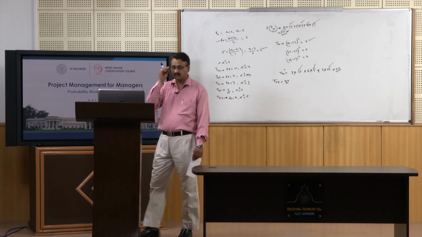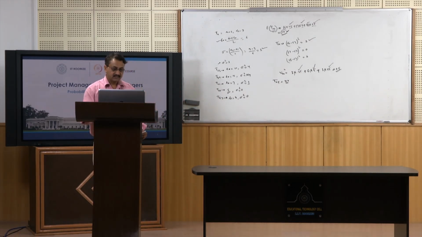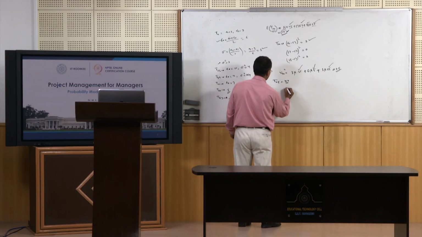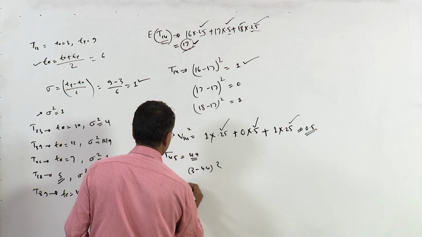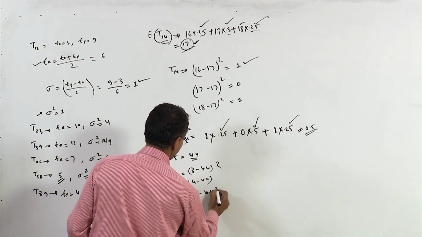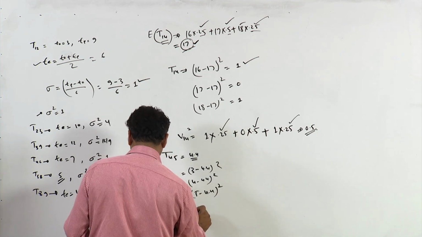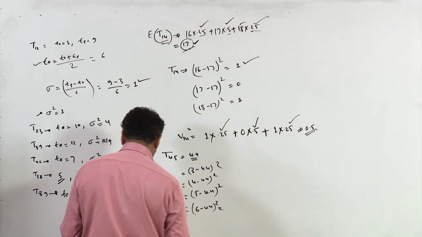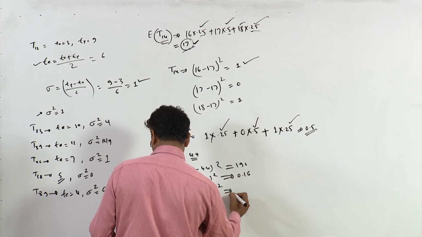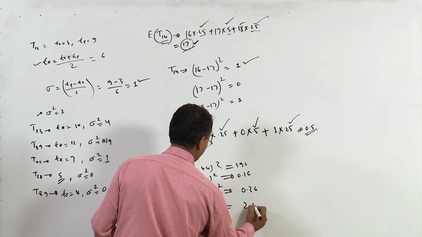Now, what to do next? Since you have got the mean value 4.4, so 3 minus 4.4 whole square, plus 4 minus 4.4 whole square, then 5 minus 4.4 whole square and 6 minus 4.4 whole square. So, you will get 4 different values. Let me write those values. So, this is 3 minus 4.4 whole square, then 4 minus 4.4, then 5 minus 4.4 whole square, then 6 minus 4.4 square. So, this is 1.96, this is 0.16, this is 0.36 and this is 2.56.